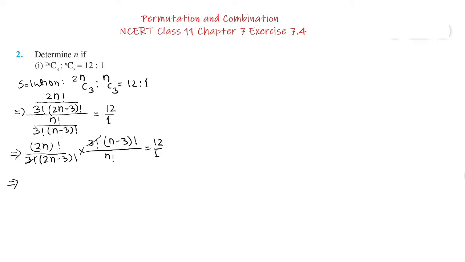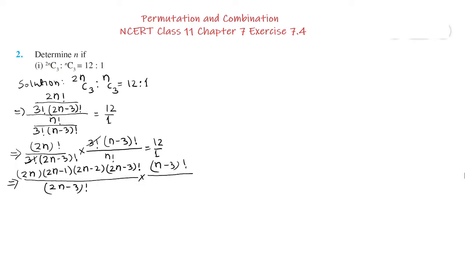We write 2n factorial as 2n into 2n minus 1 into 2n minus 2 into 2n minus 3 factorial upon 2n minus 3 factorial into n minus 3 factorial upon n factorial, which can be written as n into n minus 1 into n minus 2 into n minus 3 factorial, equal to 12/1.